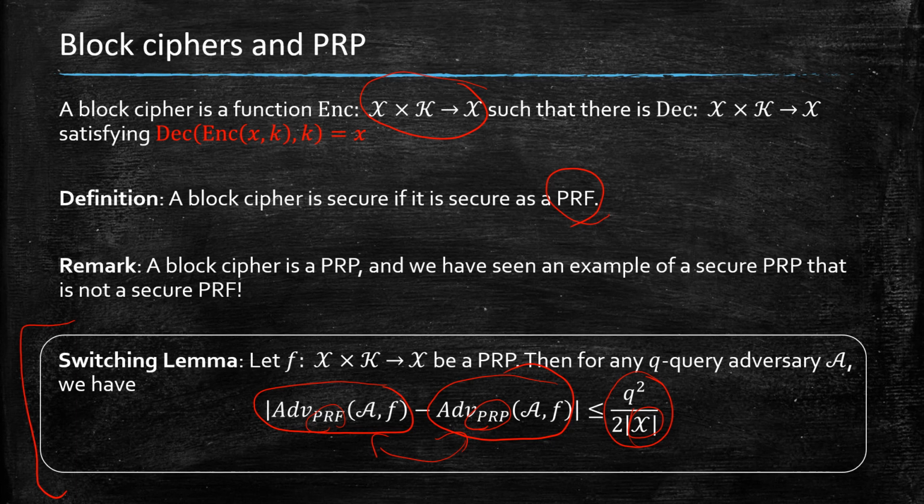Okay, so the moral of the story is that there is hope for block ciphers to be secure as pseudo-random functions, although, as we saw before, some pseudo-random permutations were not secure because of the fact that they were permutations, but that was in the case where the size of x was small.